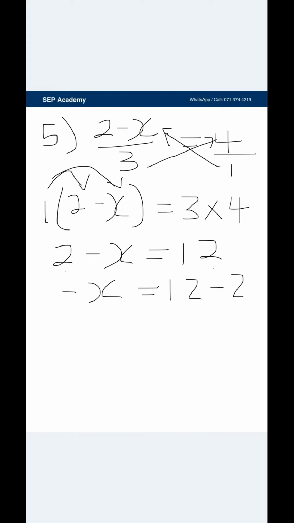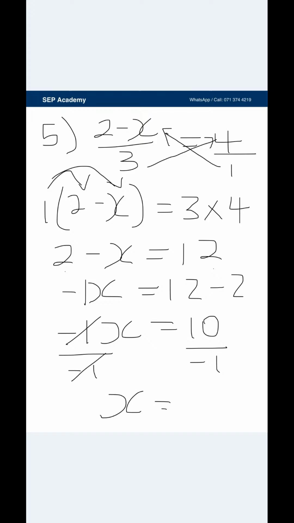Then please remember that you have an invisible 1 there. So let's just write it as invisible 1x being equal to that minus that. It will definitely be 10. Now you need to detach that negative 1. Can you see? You detach it, it removes completely. Then your x will be equal to 10 divided by negative 1. It will be negative 10.